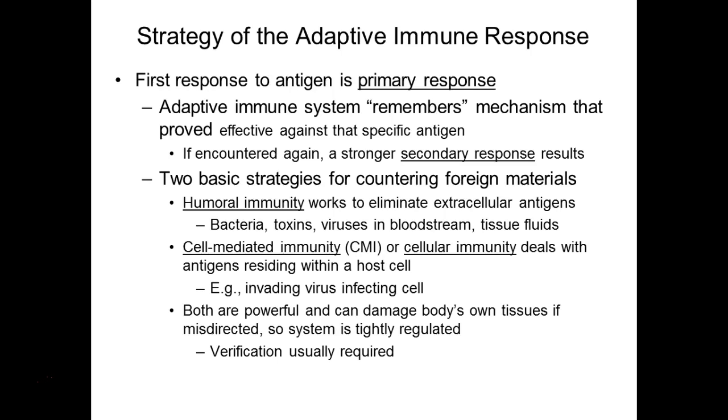So primary response is the first time you see a specific antigen. In this process, we're going to produce those memory cells. We're going to remember this interaction. So when you encounter it the second time, your response is much faster, much stronger, much swifter.